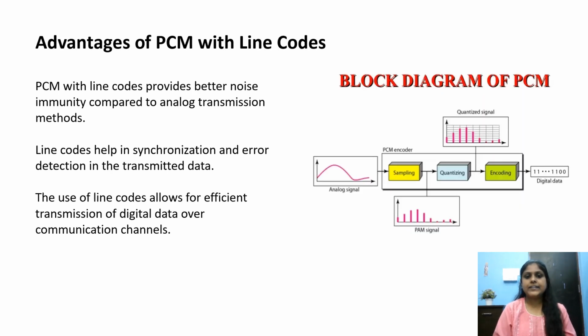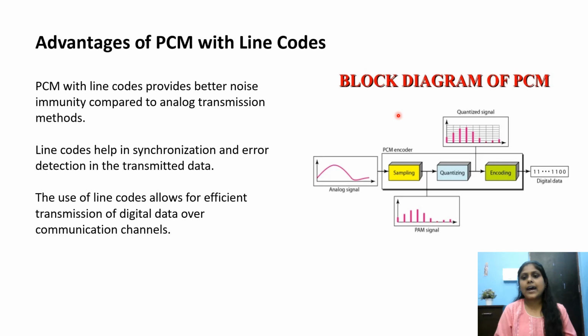Advantages of PCM with line codes. PCM with line codes provides better noise immunity compared to analog transmission methods. Line codes help in synchronization and error detection in the transmitted data. The use of line codes allows for efficient transmission of digital data over communication channels.